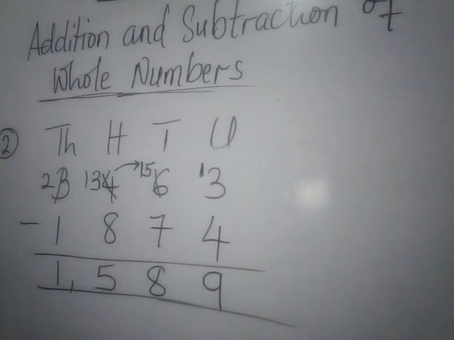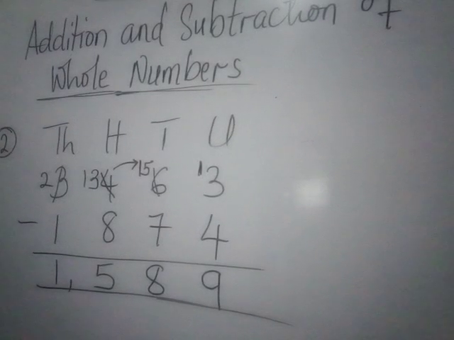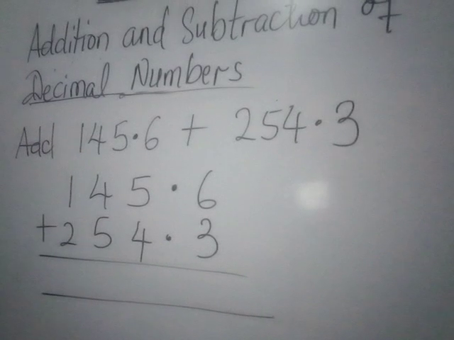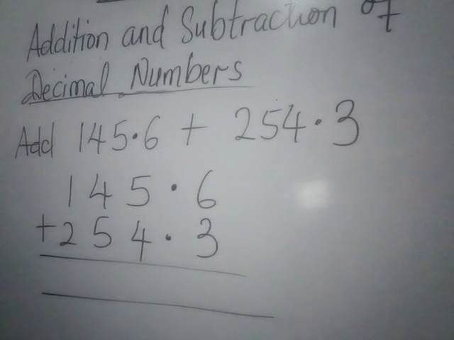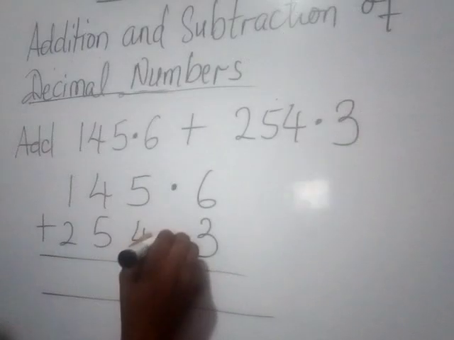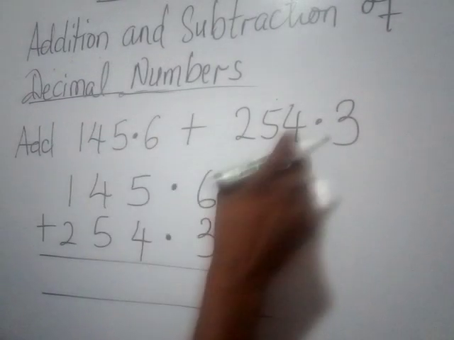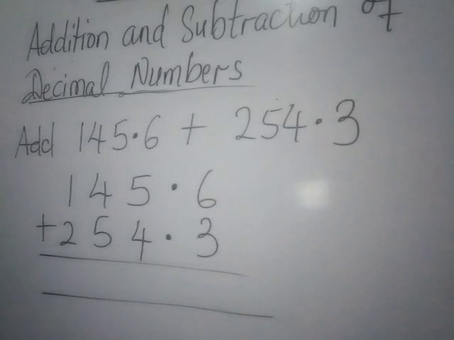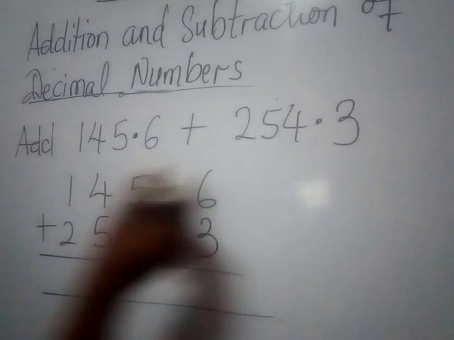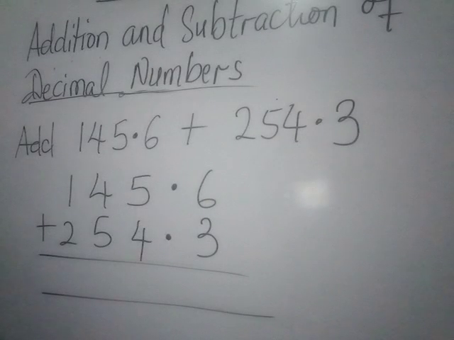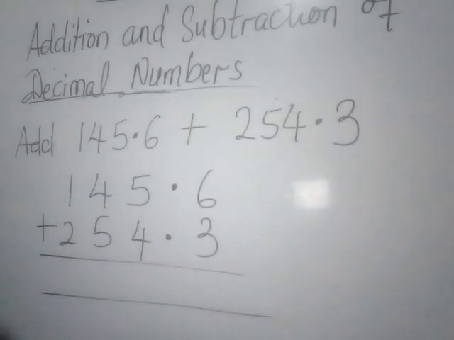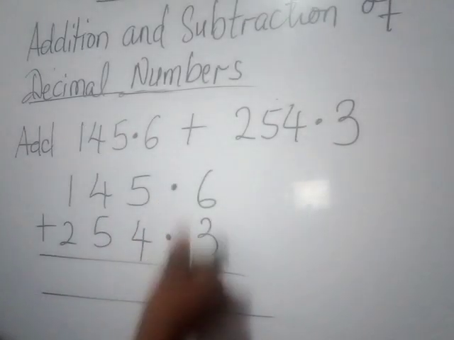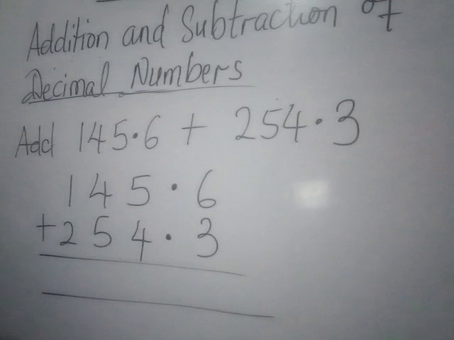Alright, so next we're going to move on to addition and subtraction of decimal numbers. So let's take a simple example of a decimal addition. Okay, please take notes. See the numbers. These are the numbers 145.6 and 254.3. Now, if you look at my arrangement to add them, I made sure that the points are aligned. Very important. If your points are not aligned, there's no way your answer can be correct.